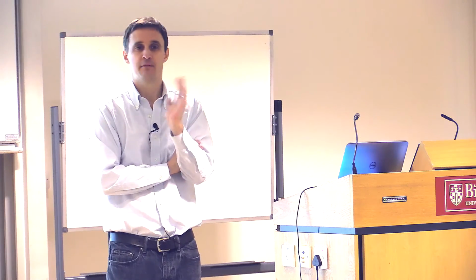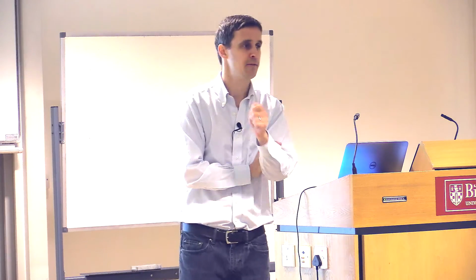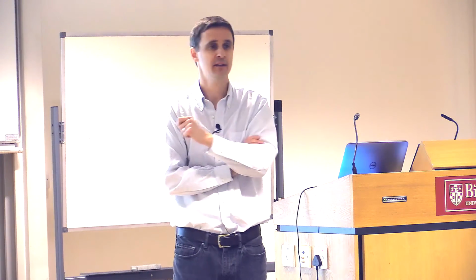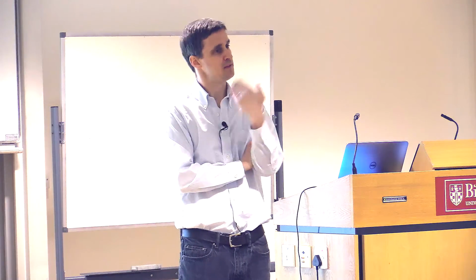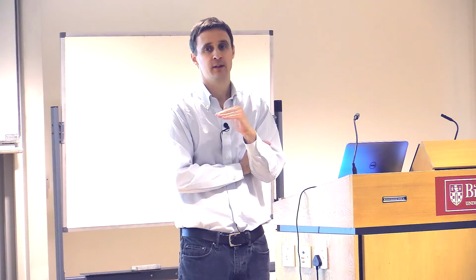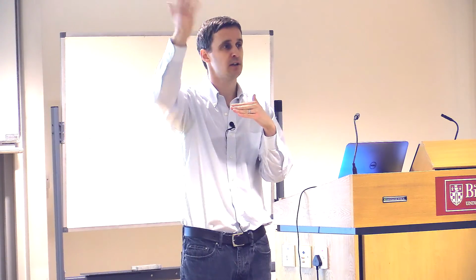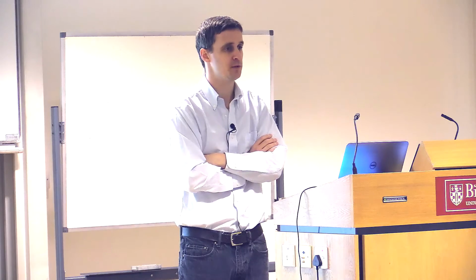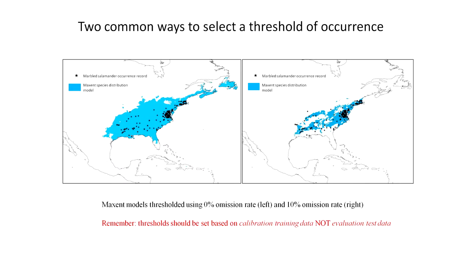So if you've got 10 records and their predictions are 0.9, 0.95, 0.8, 0.87, etc., and then there's one of them that's 0.7, then we have to set the threshold at 0.7 or just below 0.7 so that we ensure that we include all of our records in the prediction. So we're setting zero omission.